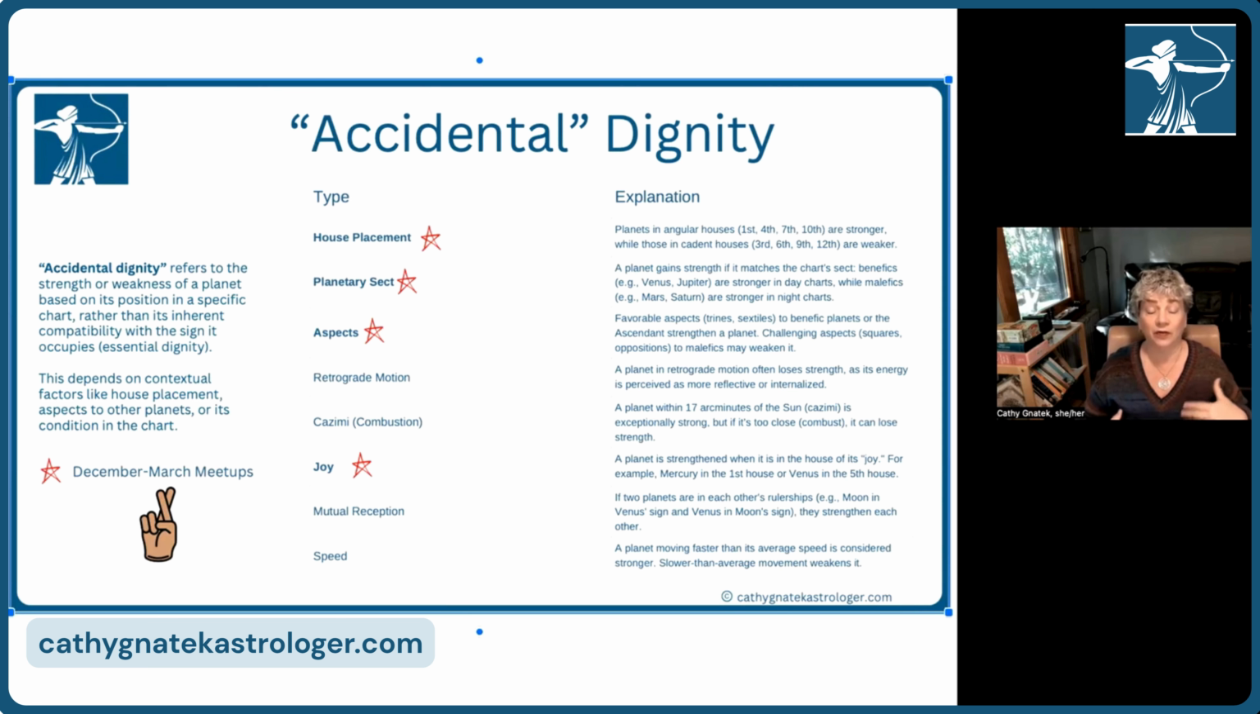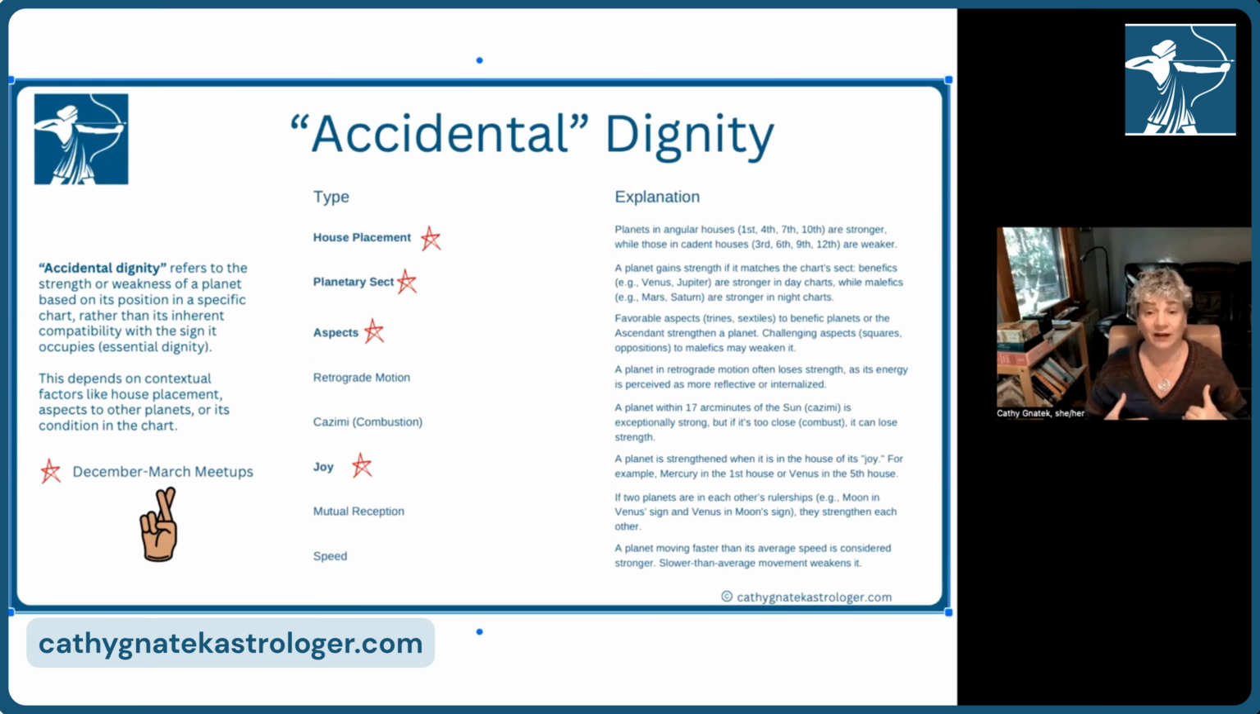Accidental dignity refers to the strength or weakness of a planet based on its position in a specific chart rather than its inherent compatibility with the sign it occupies. So, where we have essential dignity, it's like the example of Venus in Libra does really well because Venus is in her own sign and she's in a sign that fits with her qualities. Venus is the goddess of love and beauty and harmony. And Libra is a sign that's about balance and harmony and people getting along. So there's an essential way in which the innate nature of Venus fits with the sign of Libra. She's going to do well there.